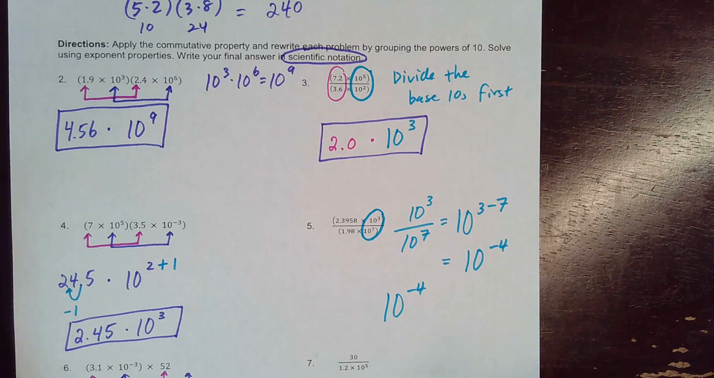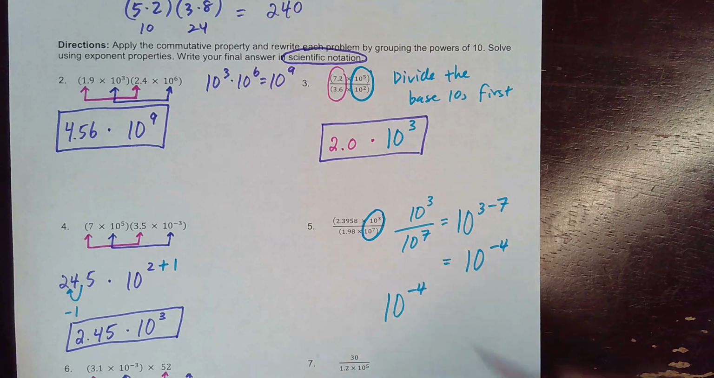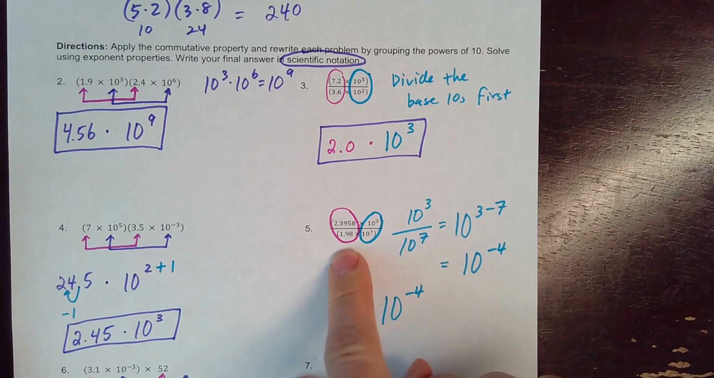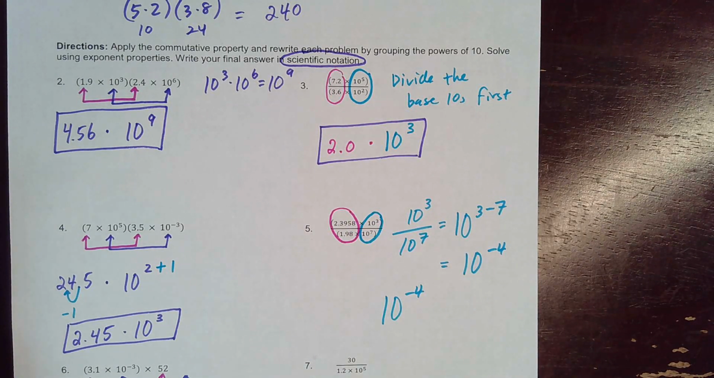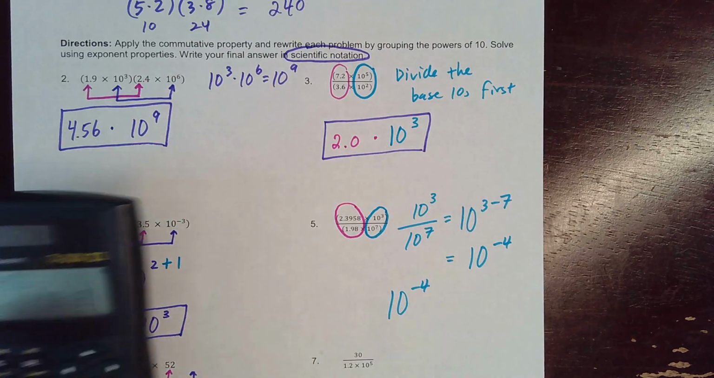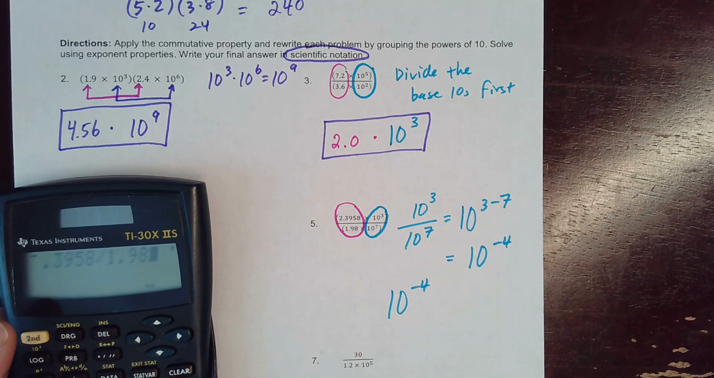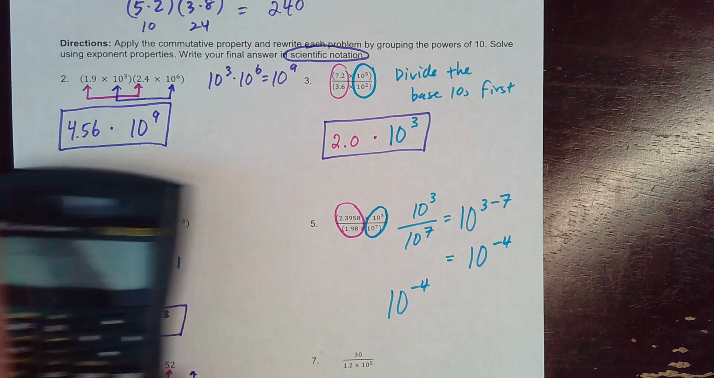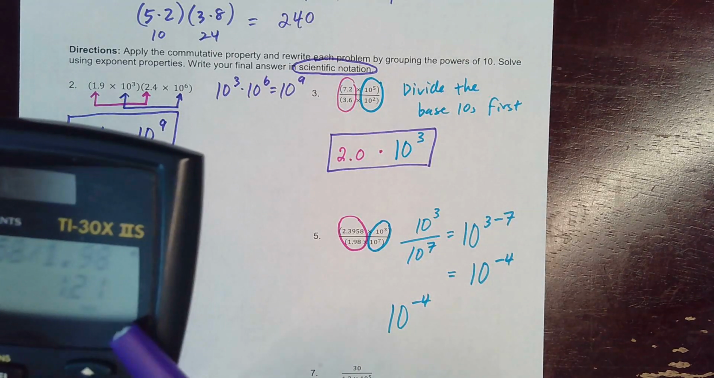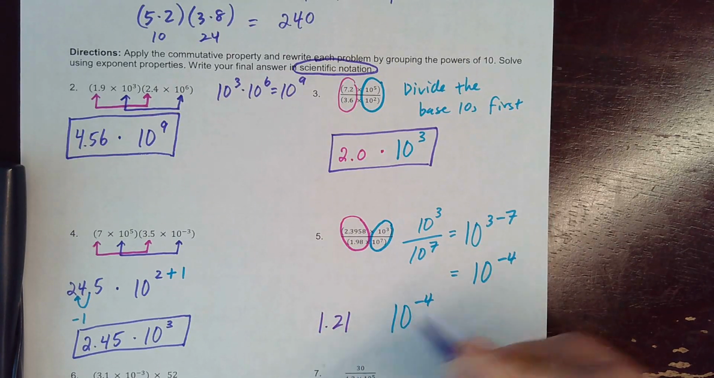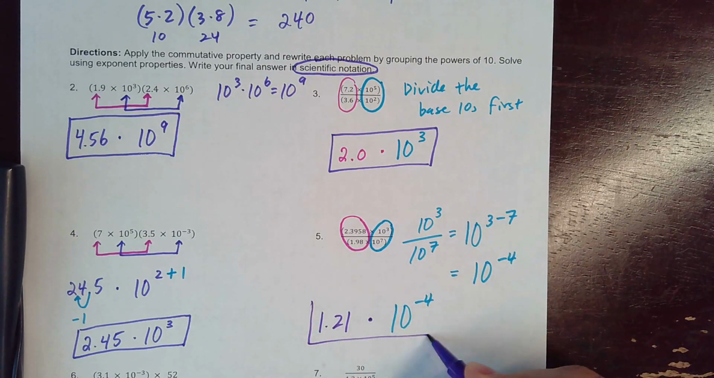So 10 to the -4 is what we know for that first part. And again, you don't want to write 1 over 10 to the 4th because that's not how you write something in scientific notation. The next thing I want to calculate is that ratio. And I'm going to use a calculator for that, right? So 2.3958 divided by 1.98 gives me 1.21. And I'm happy with that because the 1.21 has the decimal at the right spot. And I'm done.